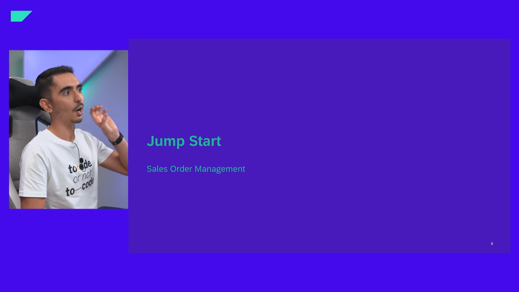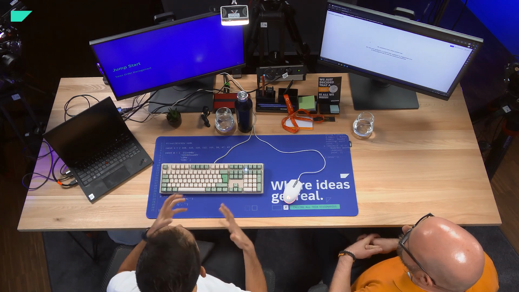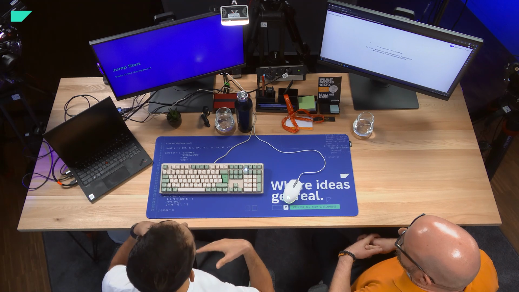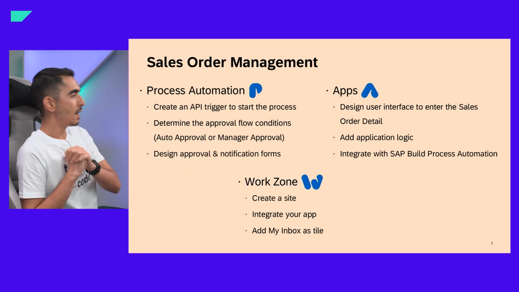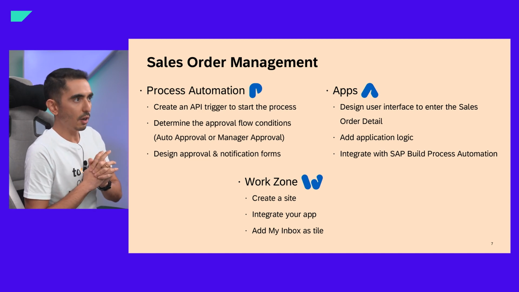Now let's go to our sales order management scenario, because this is a jumpstart hands-on session. We will be talking about what you will be creating and how you will be creating. And at the end, we will show you the required GitHub materials and folders so that you can start working at your own pace and complete this cool exercise. So let's talk about what we will build.